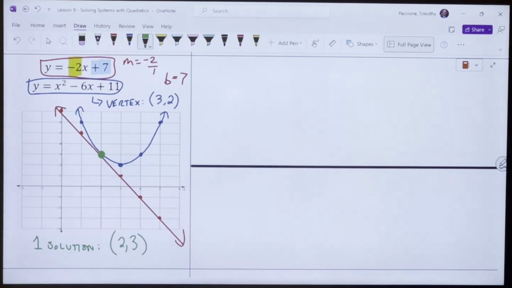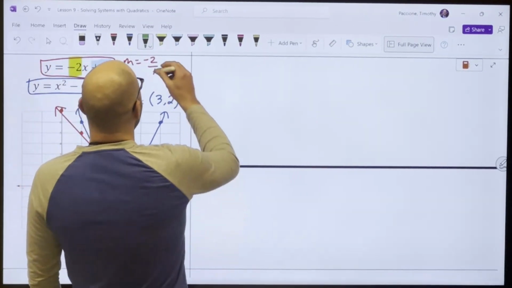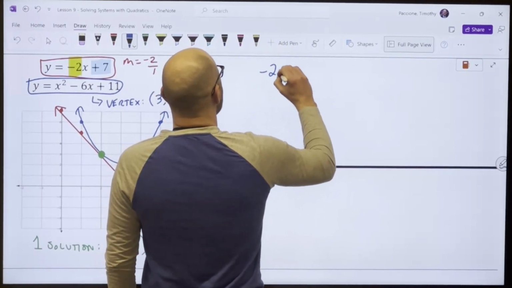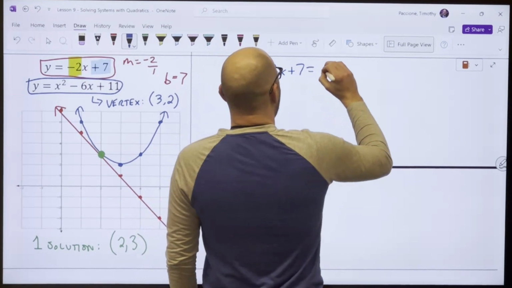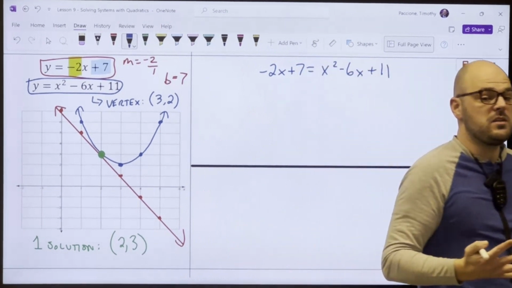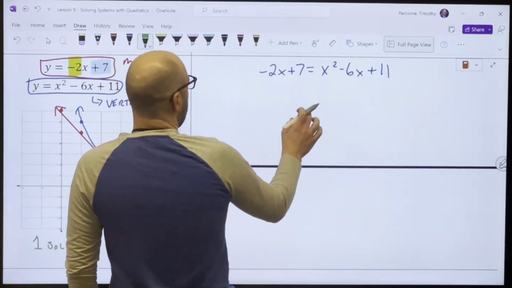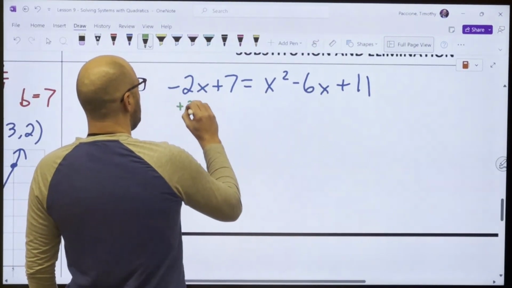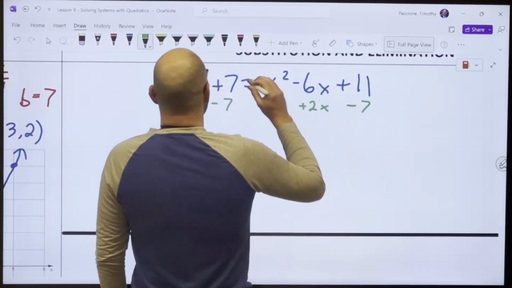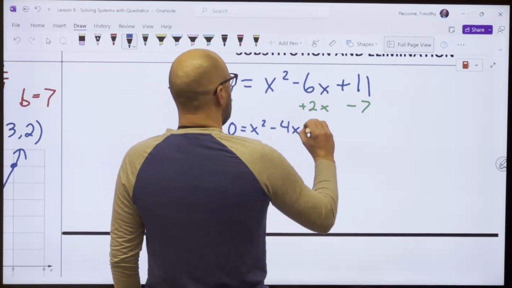So if you're doing substitution, you would get the y's by themselves. They already are. It's going to happen a lot. And now I just say, negative 2x plus 7 equals x squared minus 6x plus 11. We know the only way to solve this for x is to get it equal to 0. So we have to move stuff to one side, towards the x squared. So I would say, plus 2x minus 7 on both sides. That gives me 0 equals x squared minus 4x plus 4.